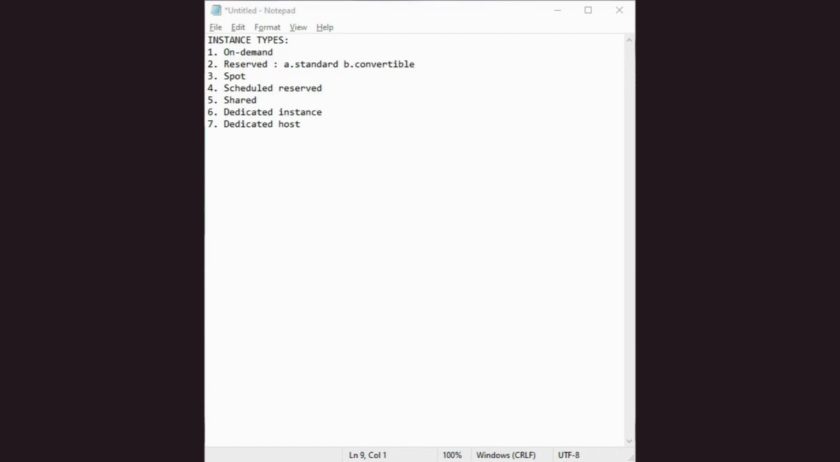The next one is the spot instance. This is widely used by people who are going to use it for cache purposes, like testing, or only for a limited time period where they are predicting an increase of load on the server.